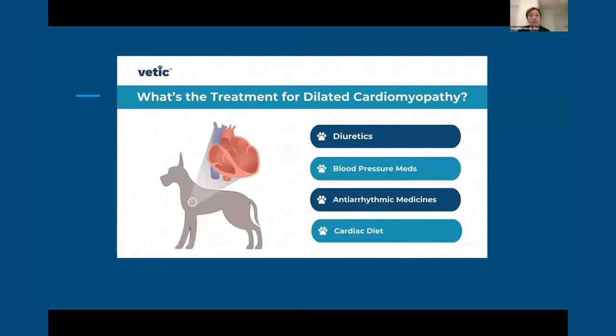Just to go back again, the treatment for DCM will be diuretics, blood pressure medications such as enalapril, and antiarrhythmic medicines, as well as the cardiac diet and the pimobendan.